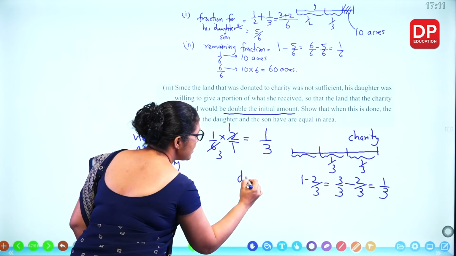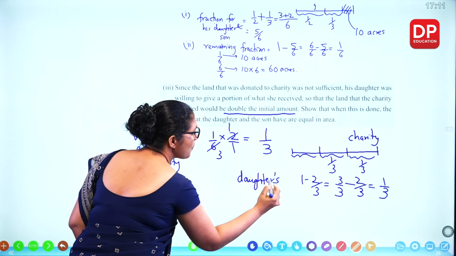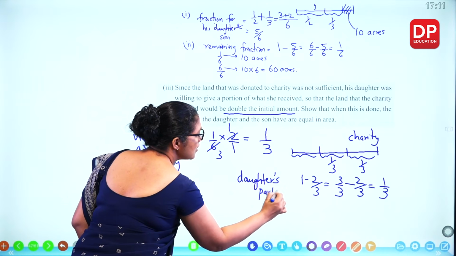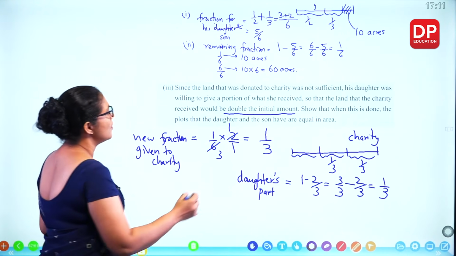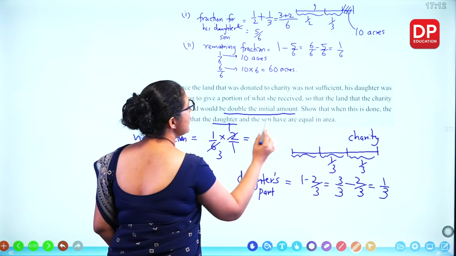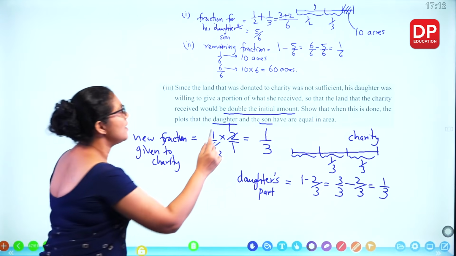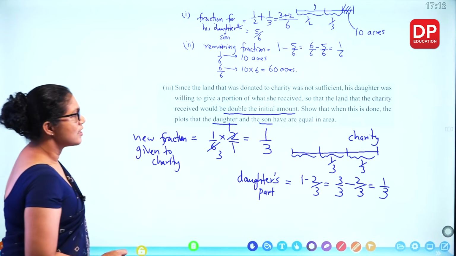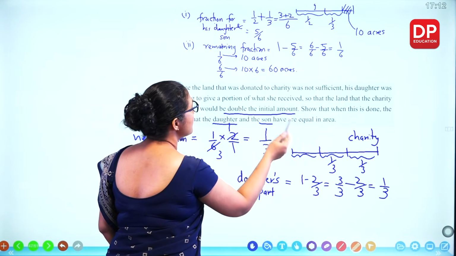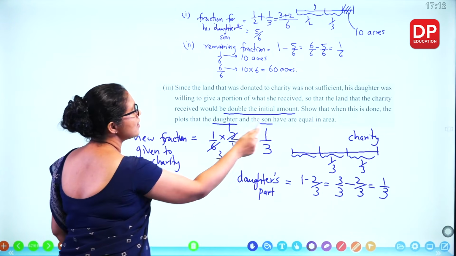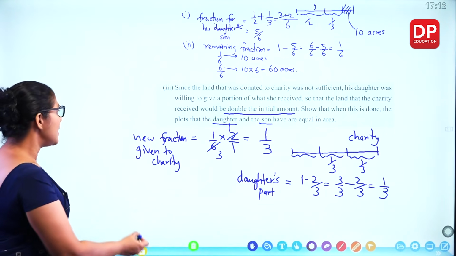So you can write daughter's part is 1/3 now. So what happens now? So you can see now they have equal amount. So 1/3 of the land from the father. So here daughter and son, they are getting 1/3. So we can see that's equal.